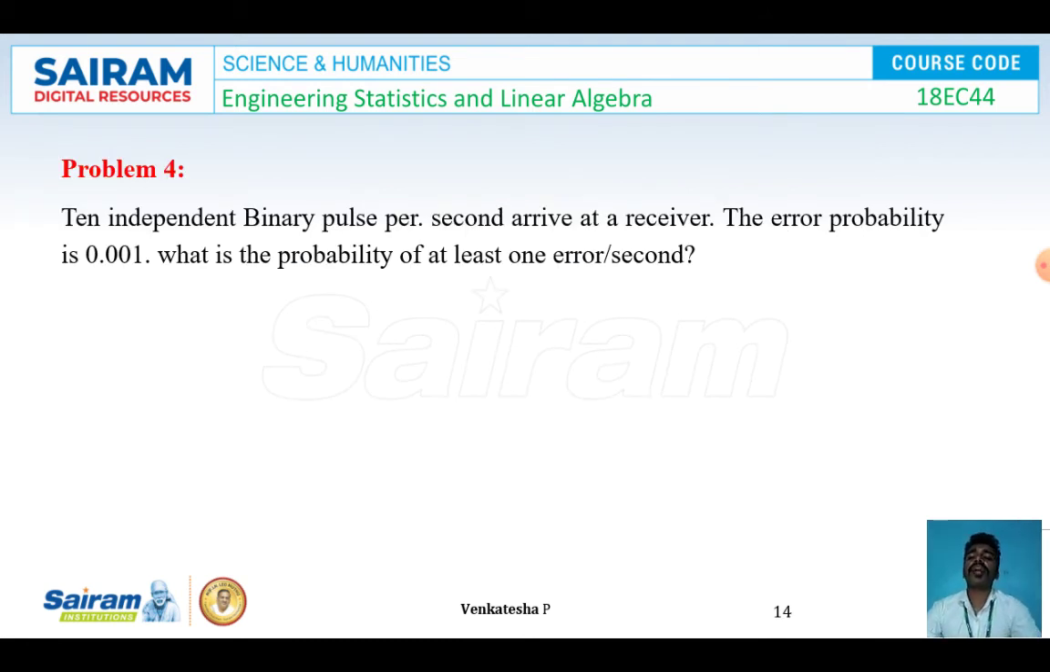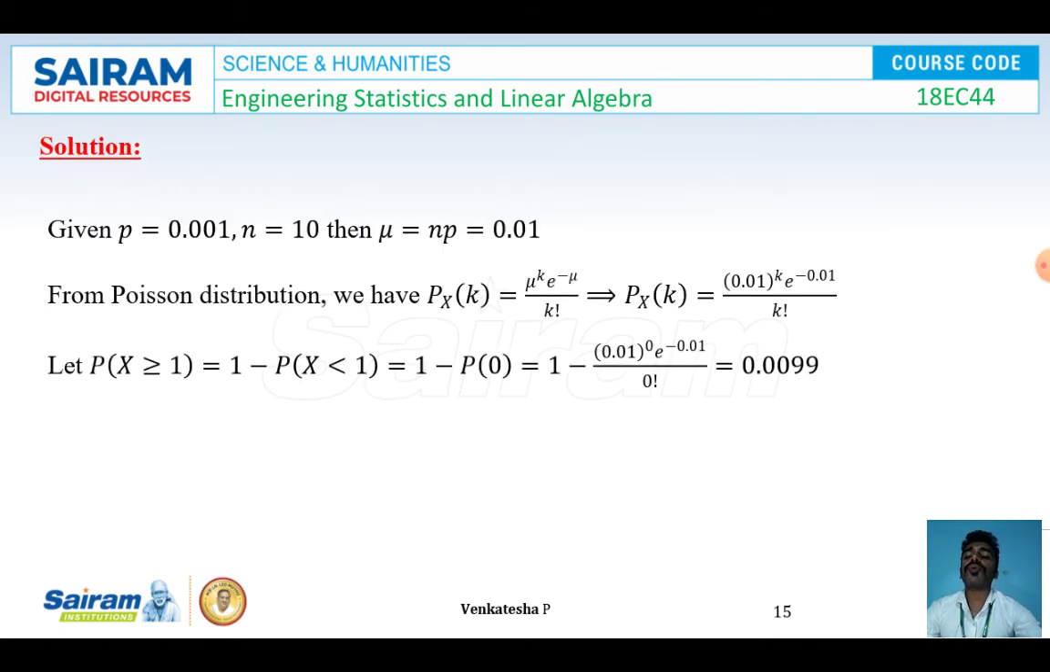Problem number 4. The 10 independent binary pulses per second arrive at a receiver. The error probability is 0.01. And what is the probability that at least one error per second? So here, since the value of p is too small, I'm going to use the binomial distribution here. So given p is equal to 0.01, and they have given that n is equal to 10 individuals.